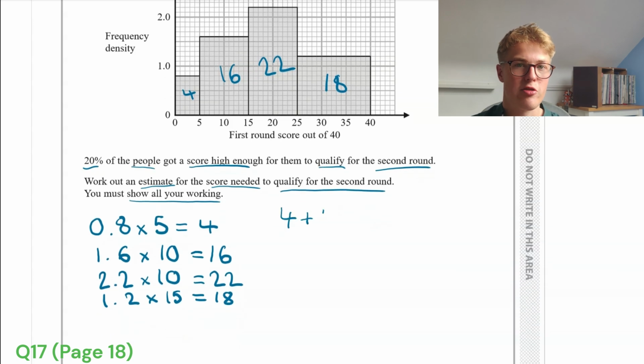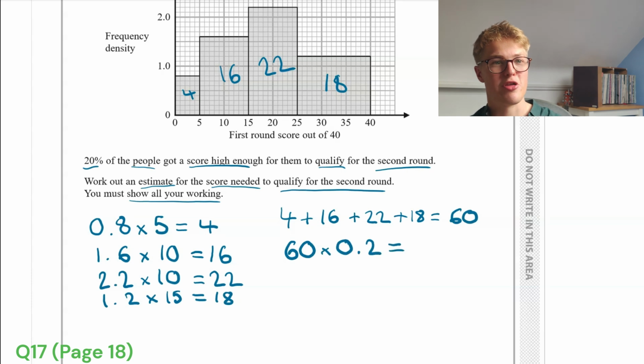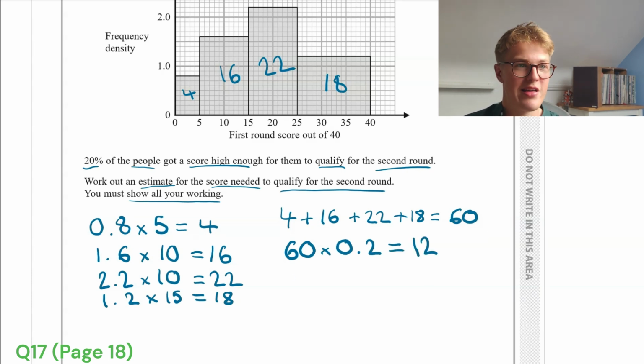We add all of these up to get the total number of participants, and that is 4 plus 16 plus 22 plus 18, which is 60. And then we need to do 20% of 60, so we do 60 times 0.2, which is 12.